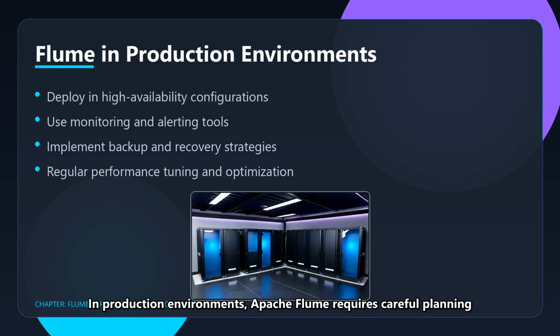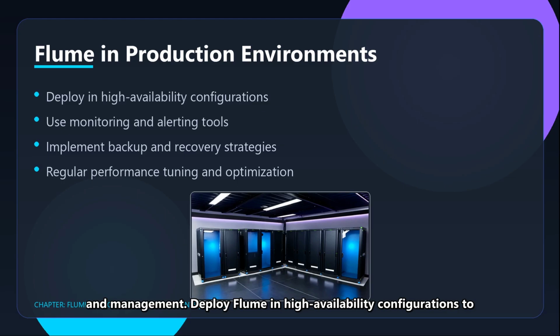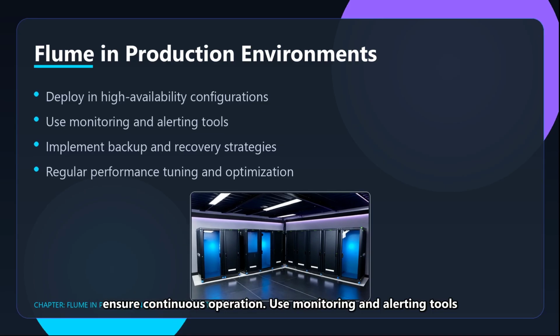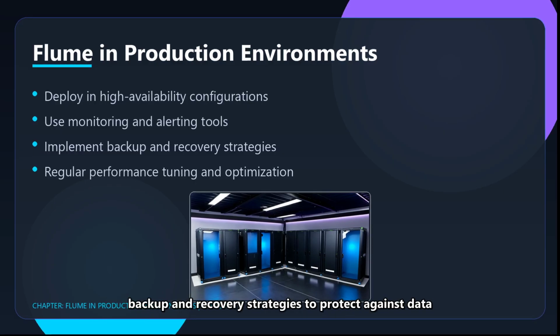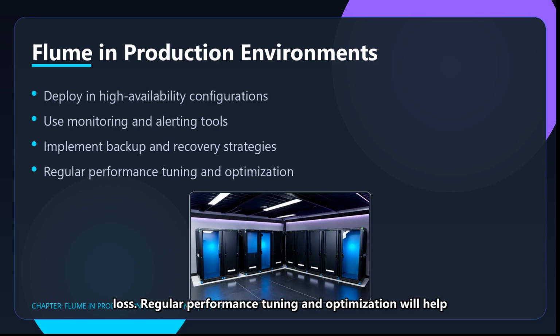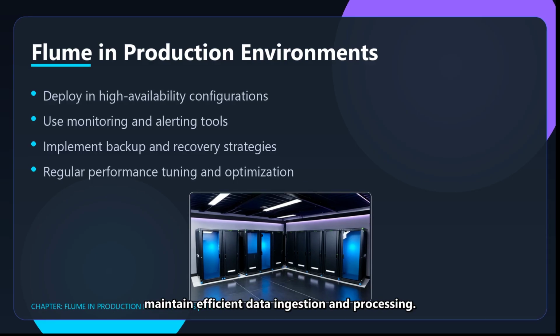In production environments, Apache Flume requires careful planning and management. Deploy Flume in high-availability configurations to ensure continuous operation. Use monitoring and alerting tools to track performance and detect issues early. Implement backup and recovery strategies to protect against data loss. Regular performance tuning and optimization will help maintain efficient data ingestion and processing.